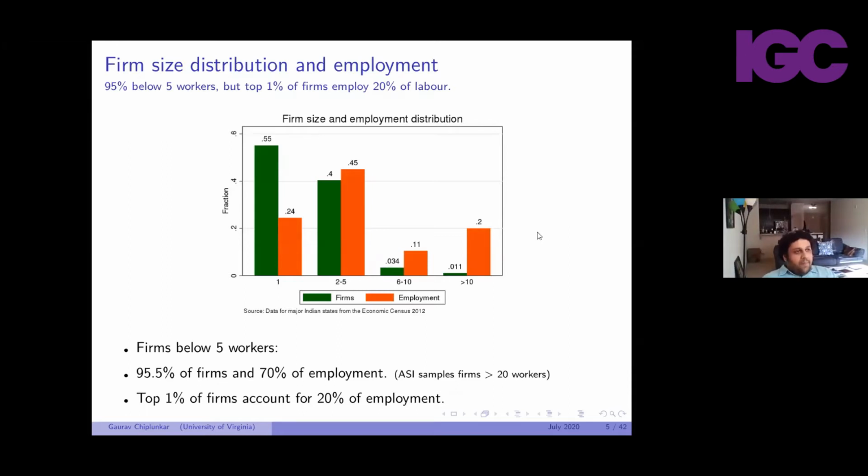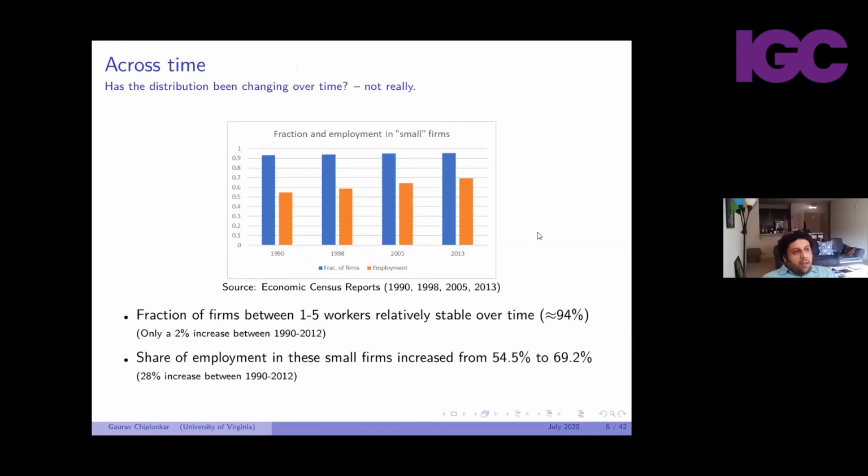Okay. So then the next question you want to ask is probably, in the last slide I just showed you what happened in 2012, but has this been a feature of 2012, or has this been across time? Turns out, if you work in industrial policy, it's not surprising, that this is what India's distribution has looked like for a long time.